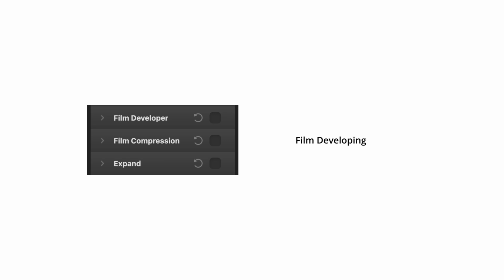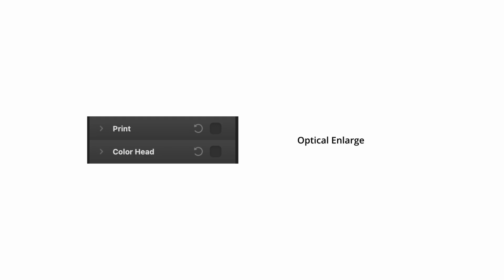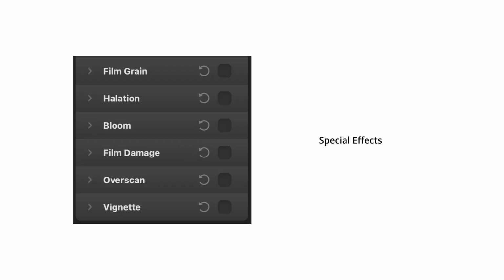Film Developer, Film Compression, and Expand simulate the film developing process. These tools help you achieve technically correct colors and set the dynamic range. Print and Color Head simulate the optical enlargement process, where you can work on color grading. Film grain, halation, bloom, film damage, overscan, and vignette are like special effects for your digital photo.